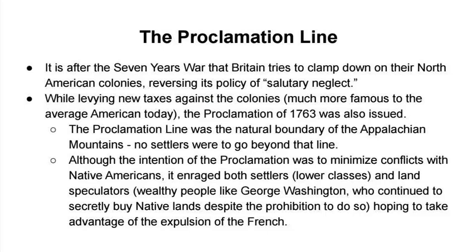Now, at the end of the 7 Years' War, Britain beats France and immediately tries to clamp down on their North American colonies. I said I would refer to this again, and here we are. This policy of salutary neglect is now over. So instead of leaving the colonies to govern themselves, they're now trying to have more control.